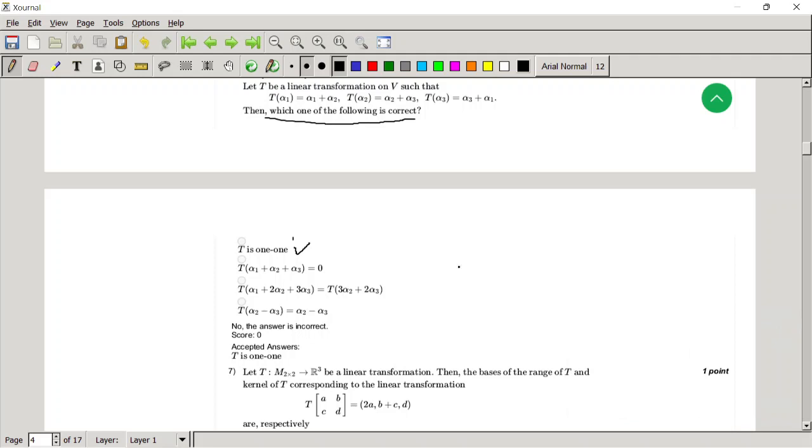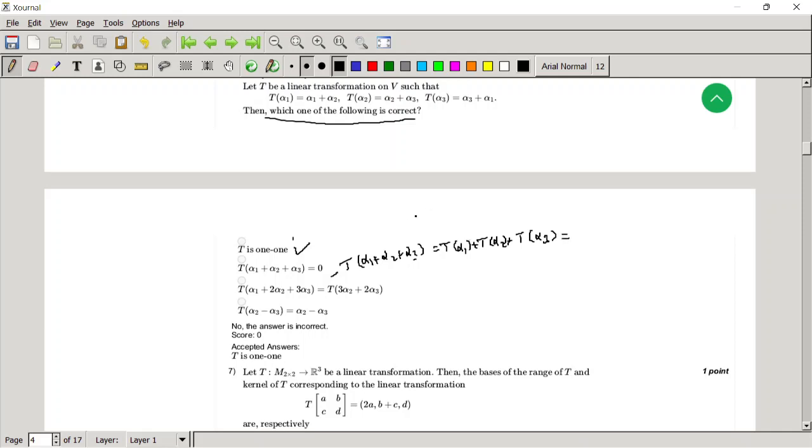For the second option, I am writing here T of this is equal to... that implies let me check the value of the left hand side. From that we can conclude T of alpha 1 plus alpha 2 plus alpha 3 equals T of alpha 1 plus T of alpha 2 plus T of alpha 3.